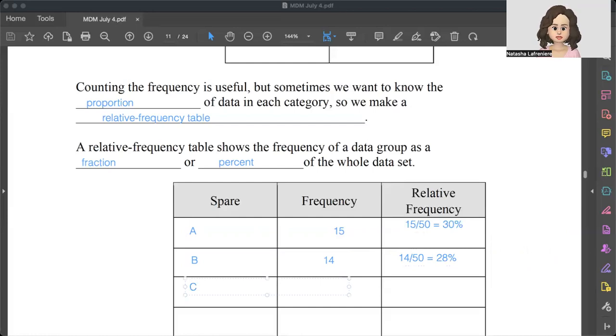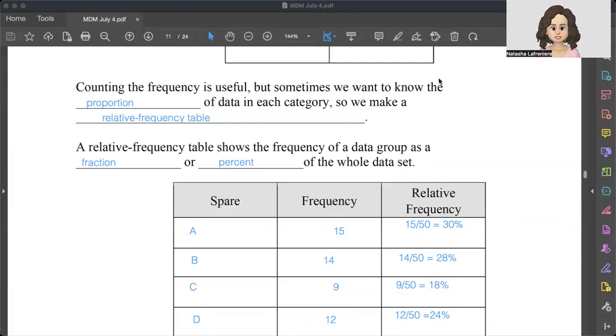Okay, spare C, we said that there were 9 students. So you'll do the same: 9 over 50, which is 18%. And finally, the D, we said we had 12. So 12 divided by 50 times 100 is 24%. So that gives us a bit more of an idea in terms of numbers.